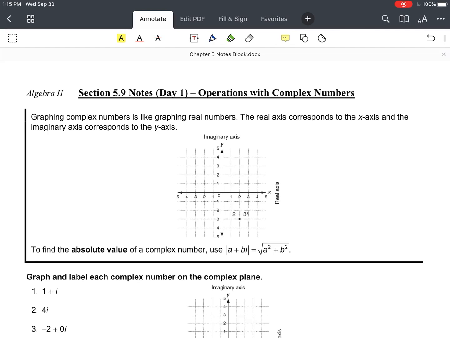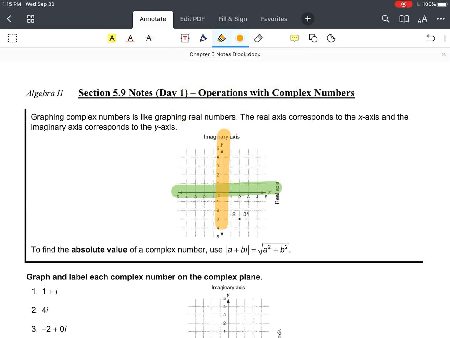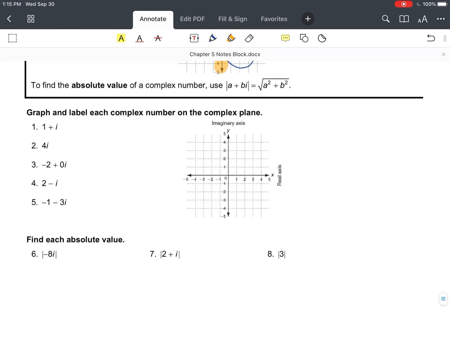So in lesson 5.5, we learned about what complex numbers are, how they have a real part and an imaginary part. When graphing it, you always just graph the real part, the first part, on your x-axis, and then the imaginary part you'll graph on your y-axis. So for example, this point here is 2 minus 3i. That's like graphing the point positive 2, negative 3, because your real is positive 2 on the x, and your imaginary is negative 3 on the y. So that's how you graph complex numbers.